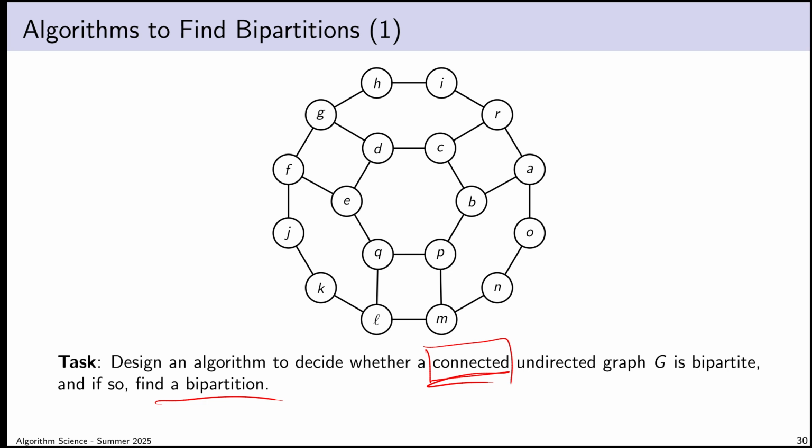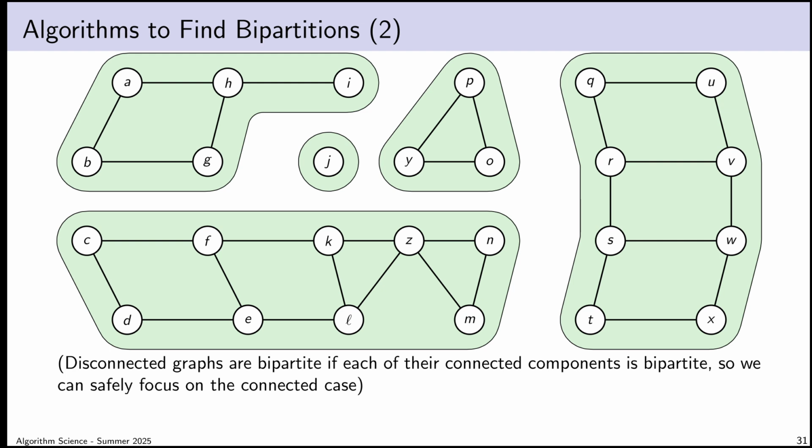And I'll tell you in advance, the way I'm going to approach this is I'm going to design an algorithm to find bipartitions and then show that if what it comes up with is a valid bipartition, the graph must be bipartite, obviously. And if it isn't a valid bipartition, then the graph cannot be bipartite.